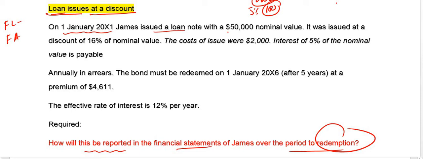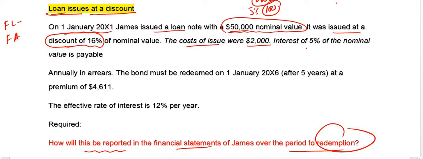It was issued at a discount of 16% of nominal value. So at the amortized cost method, the opening liability will be the net amount of these two. You will deduct the 16% from this 50,000. The cost of issue, here is also an issue cost, so you also deduct this amount.